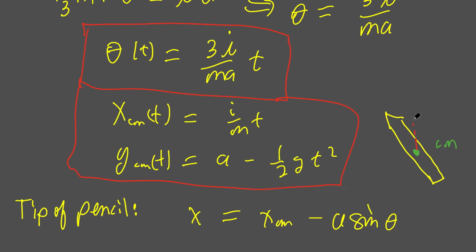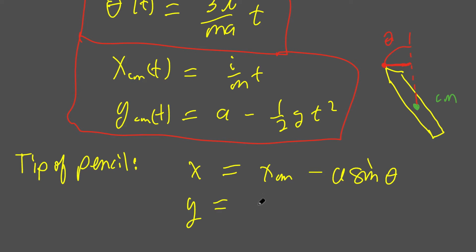And this is the angle theta. So the x-coordinate of the tip of the pencil is the x-coordinate of the center of mass minus this distance right here, which is a, the hypotenuse, times sine of the angle theta. And similarly, the y component of the tip is equal to the y component of the center of mass plus a times cosine of theta. So you add this distance right here to get the y component of the tip.